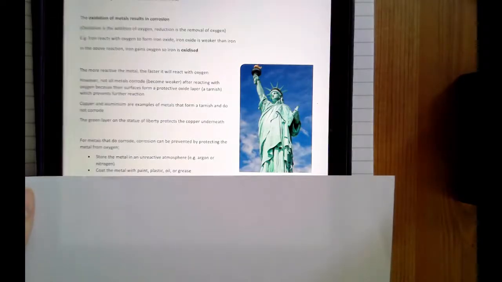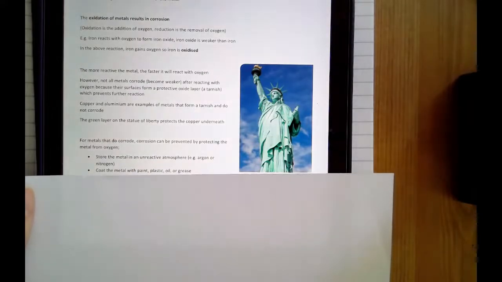We've seen something similar with the storage of alkali metals. You store them in oil. They're stored in oil, again, to protect them from oxygen and also to protect them from water. So that's in terms of storing them.